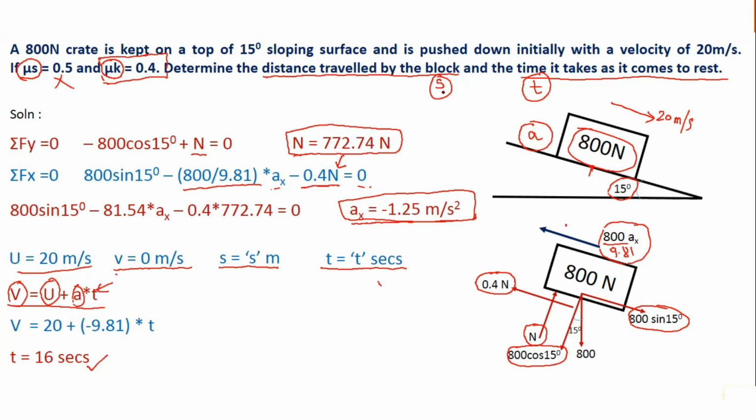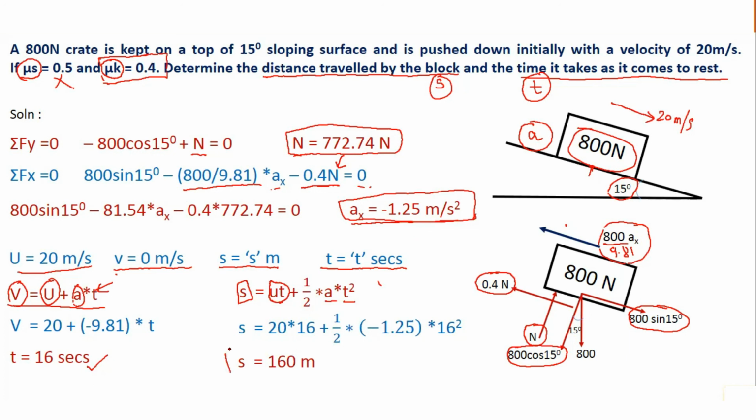Now the next step is to find the value of displacement, wherein I will use another equation of motion, which is S is equal to ut plus half at square. Again here u is known to me, and t we already found in the previous step. Acceleration is known to me, and I will get the answer for s just by substituting the known values. So substituting the values, I will get the answer for displacement as s equal to 160 meters.